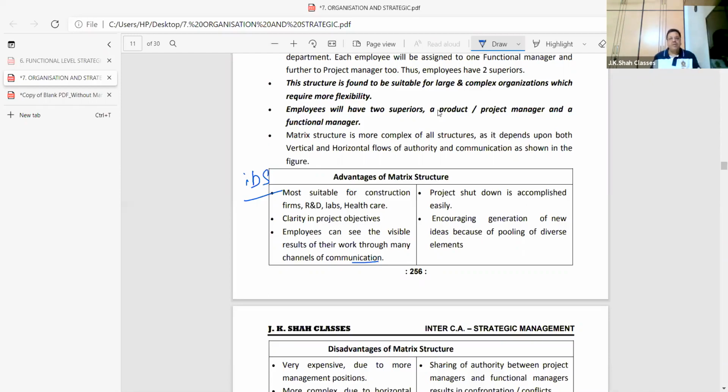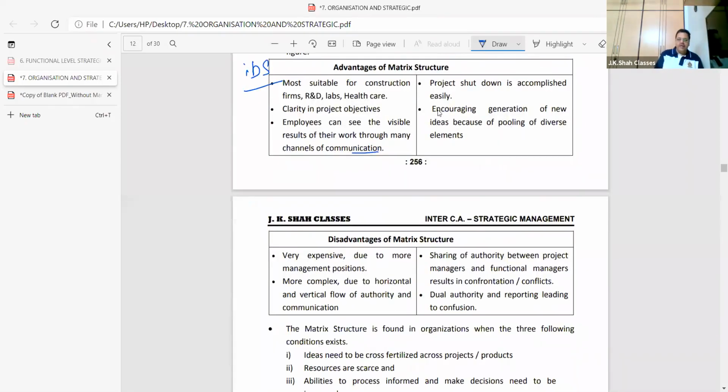Your salary will increase, your status will increase. Till yesterday, you used to travel on a motorcycle. Now you realize he's coming in a Baleno. And then he'll feel my boss is coming in a Mercedes, so maybe I will also graduate to that stage. So it gives you what? Increment opportunities as such. Disadvantage of matrix, very expensive due to more management positions, complex, horizontal, vertical is there.